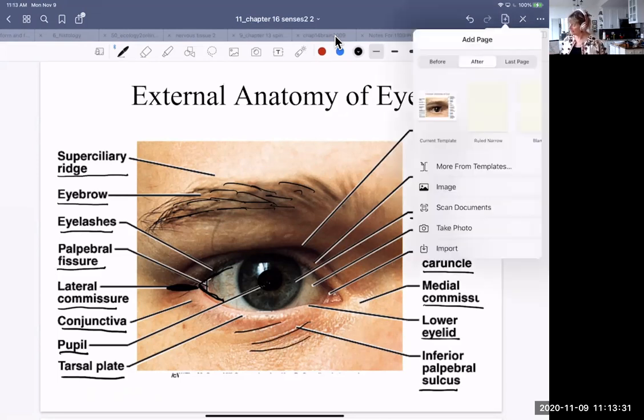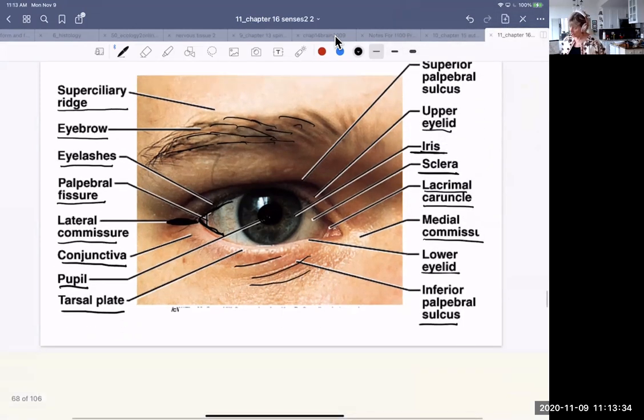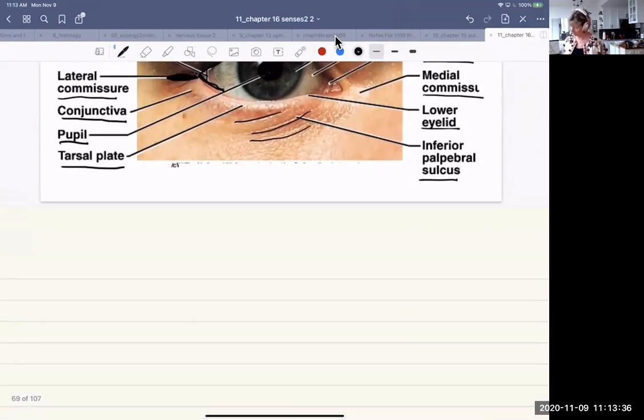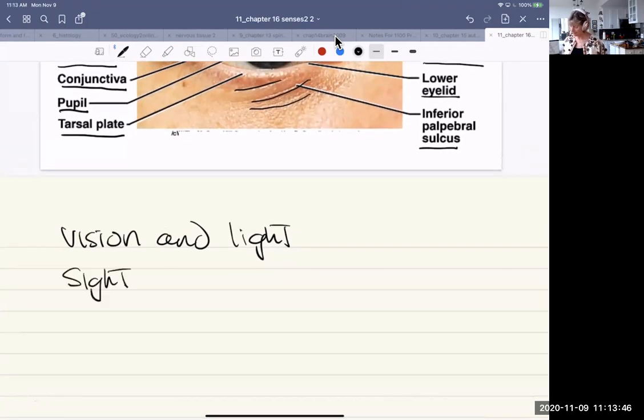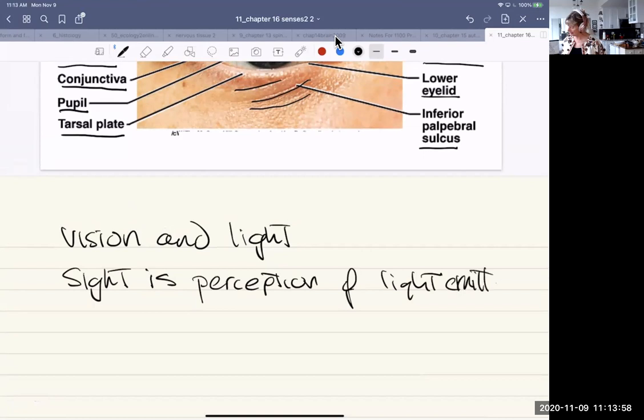Vision is all about light. Sight is perception of light that is emitted or reflected from objects in your environment.